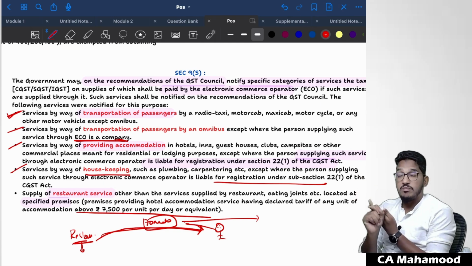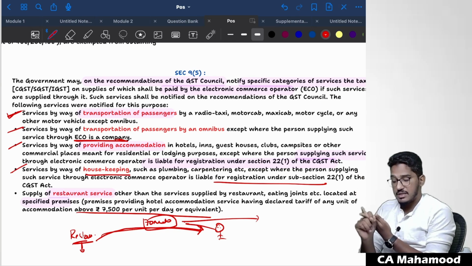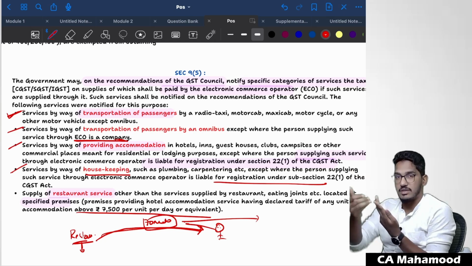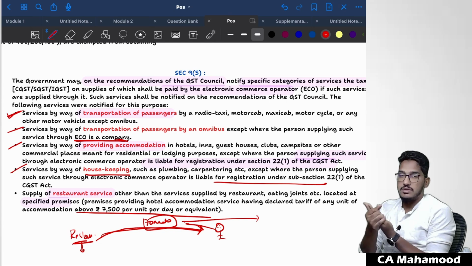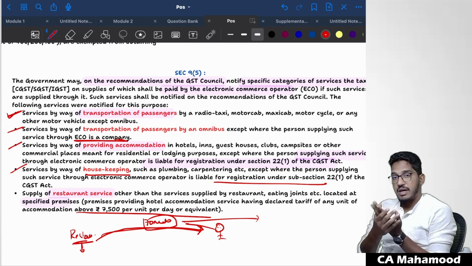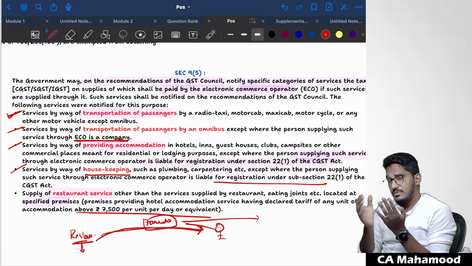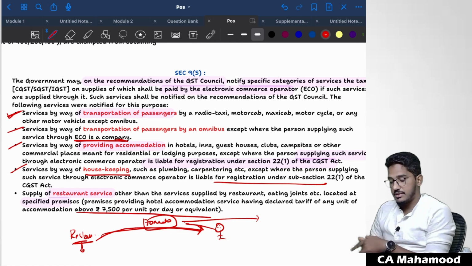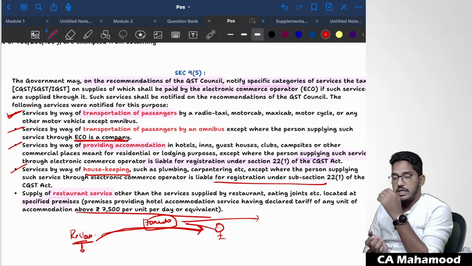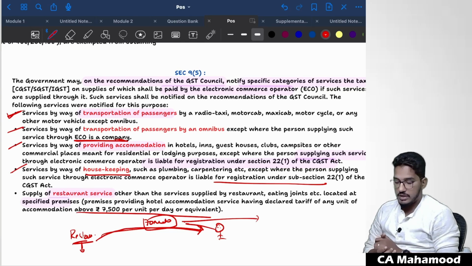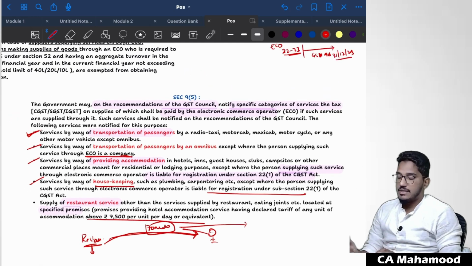Number 3, services by way of providing accommodation in hotels, inns, guest houses, except where the person supplying such services is liable to get registered. Number 4, similarly, supply of housekeeping services, except where the person providing those services is liable for registration. Number 5, supply of restaurant services, except those restaurants which are located at specified premises. Specified premises in the sense, those hotels where accommodation per unit per day is more than 7,500. Clear? So this is what 9 subsection 5 is.